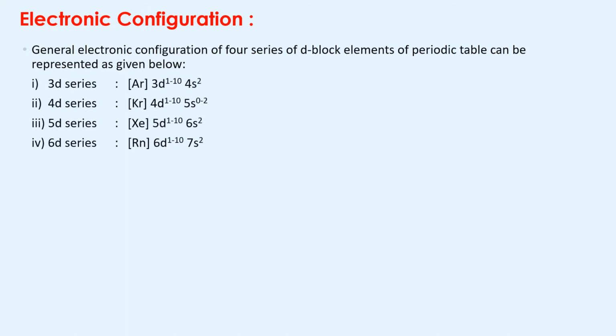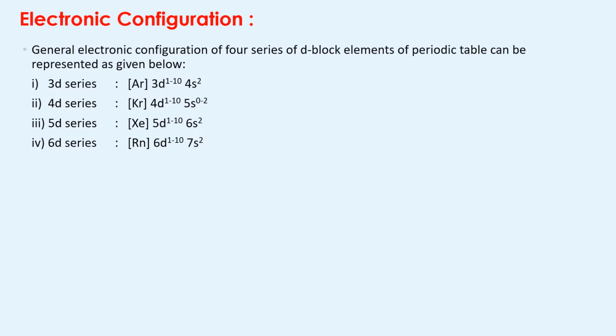So in writing the electronic configuration, you can write scandium, atomic number 21, as equal to argon, that is up to argon, 18 electrons. So remaining, you have only 3 electrons, so you have to place them in 3d1 4s2. So see, in this case we have given the general electronic configuration.